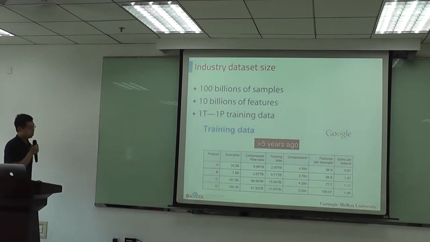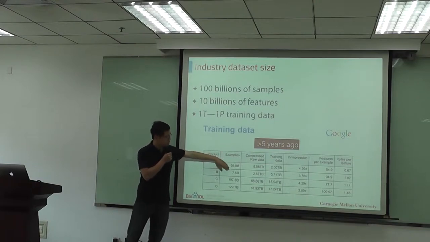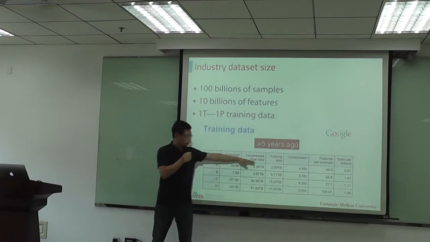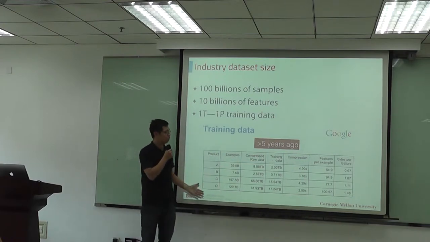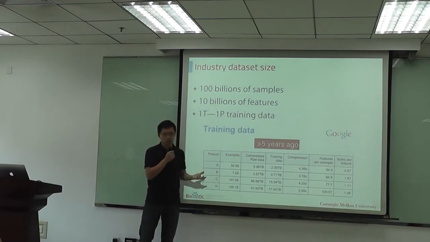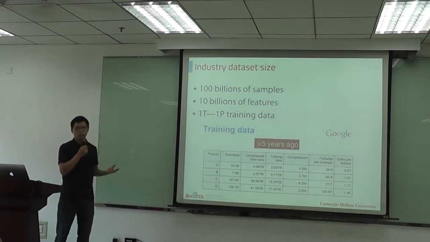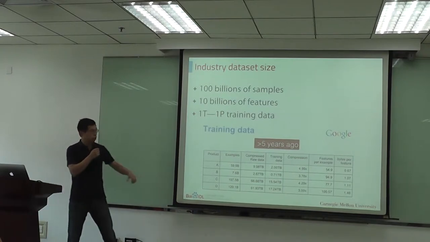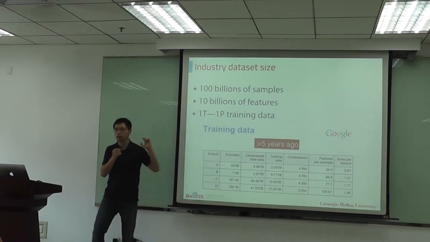Here's a peek from Google, from 5 years ago. There are 4 productions. Each production has 60 million to 100 million examples, and the raw data, compressed and not compressed, and how many features, for example. So this is 5 years ago. That size has increased a lot. And even for some small companies, as I know, back in China this summer, I talked to a lot of guys from a startup conference, for example the mobile app companies, you also have such scale problems. So I think this is a reasonable assumption for the industrial data set.